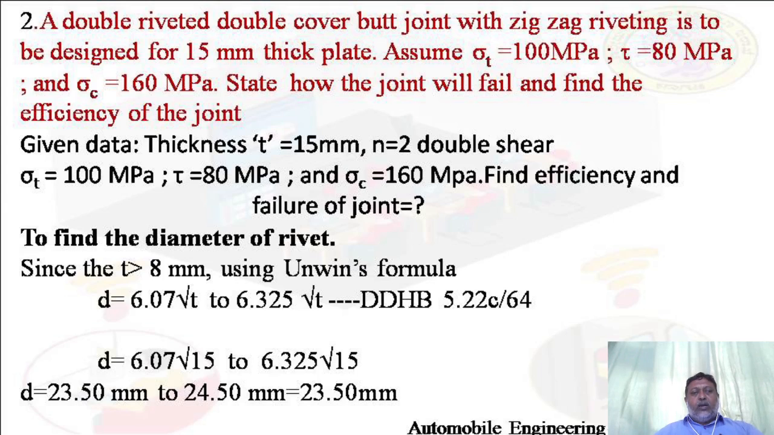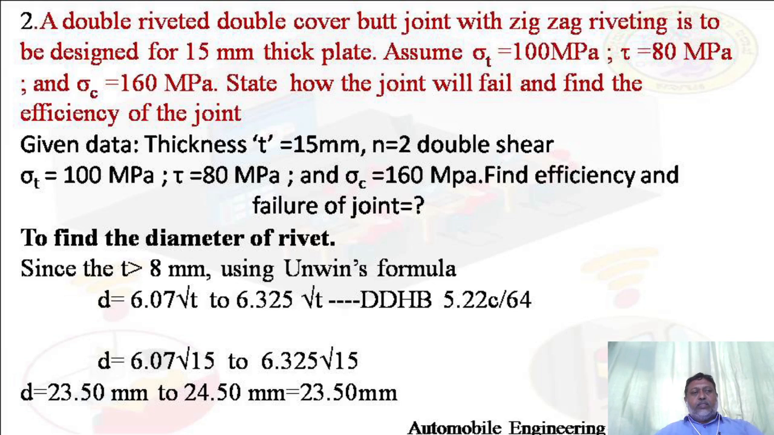Okay. After completing the first problem, we go for the second problem. The second problem is the same, that is a double riveted double cover butt joint, but a zigzag manner is given and it is not a chain type. The rivets are in a zigzag fashion, Z fashion. That is the meaning.